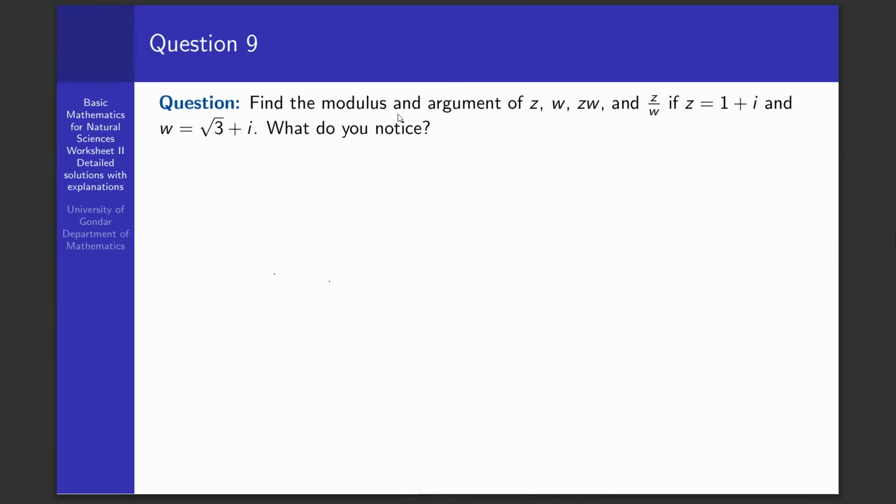And therefore, here, what we are given is two complex numbers z and w, and we are asked just to find the modulus and argument.